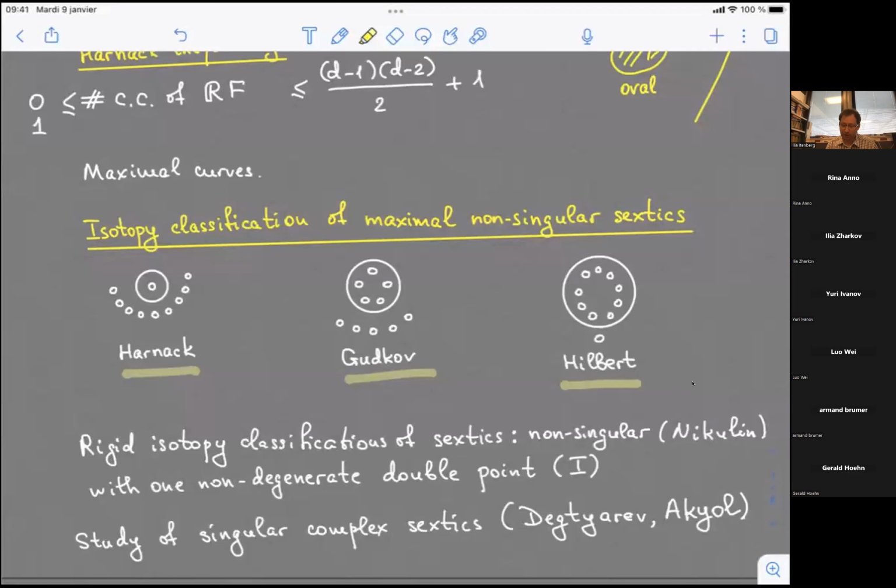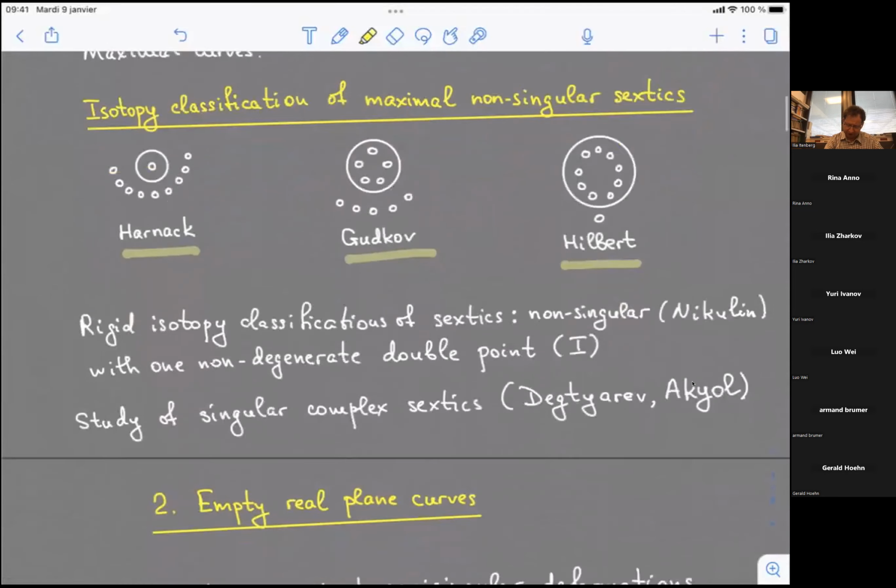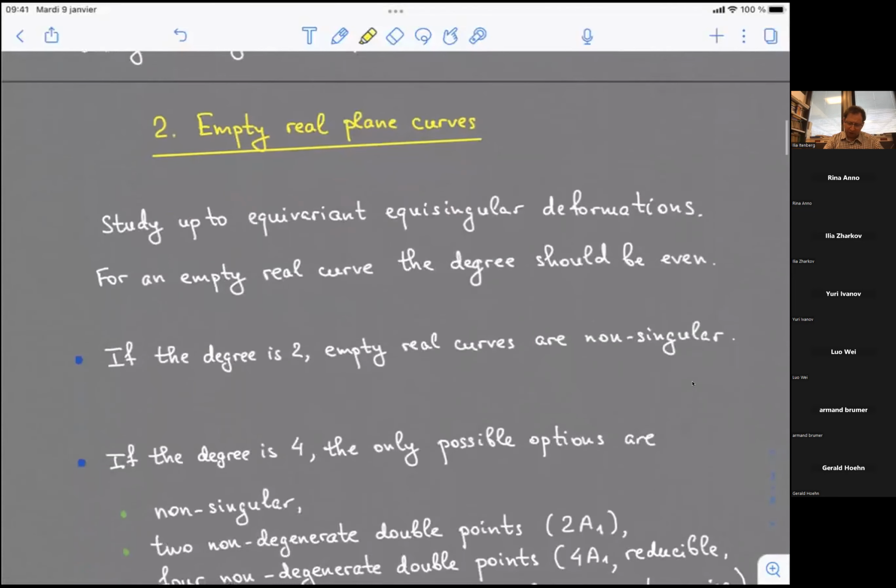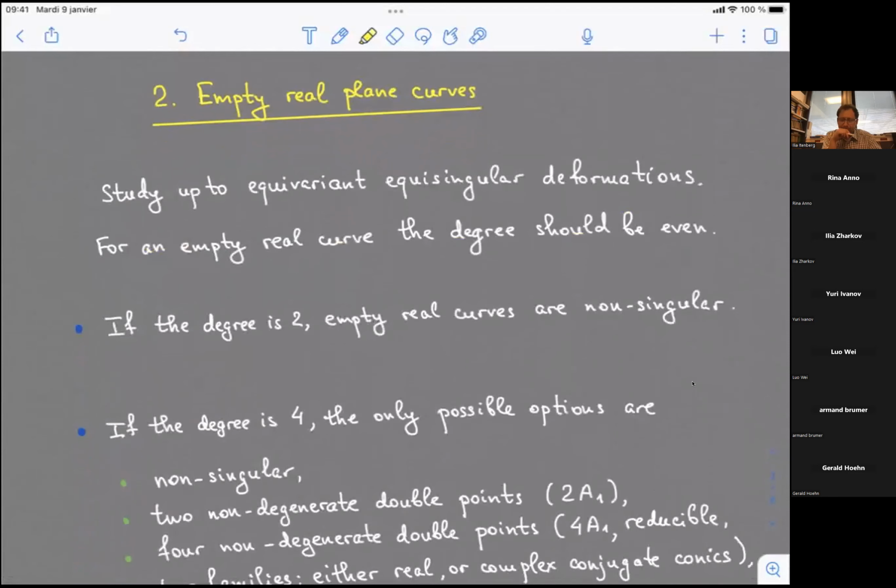at least one situation where one can use this K3 machinery to study real singular curves, real singular sextics, and this is the case of what one should probably call empty real sextics. So that's exactly what I would like to discuss today. What do I mean by empty real plane curves? Of course the expression is not very good, but empty means with empty real part.